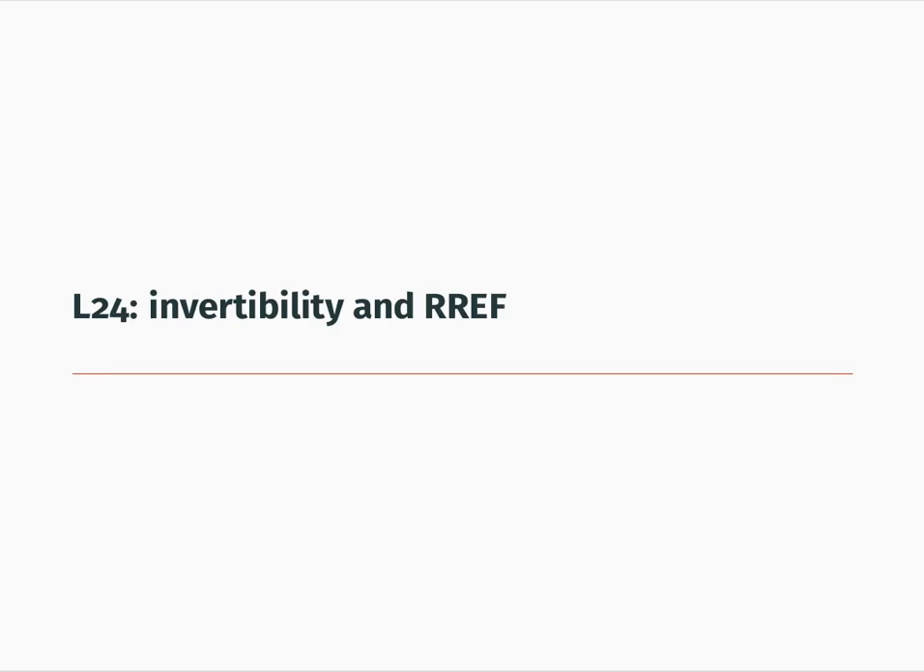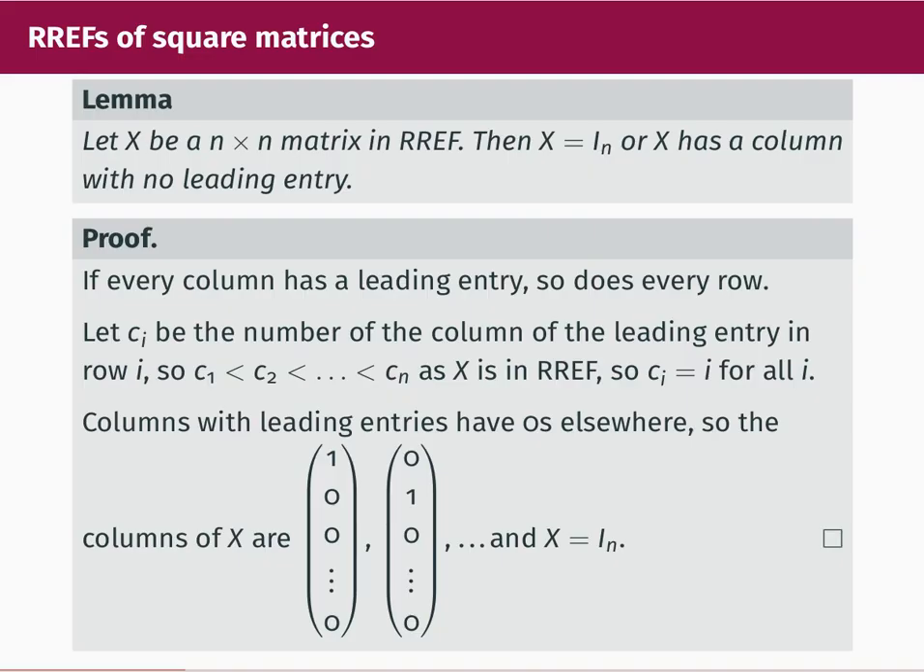We're now going to investigate the connection between the invertibility of a matrix and row-reduced echelon form. Before we can state our main theorem, we need a couple of lemmas. Here's the first one. It says that if X is an n by n, so a square matrix in row-reduced echelon form, then either it is the identity or it has a column with no leading entry.